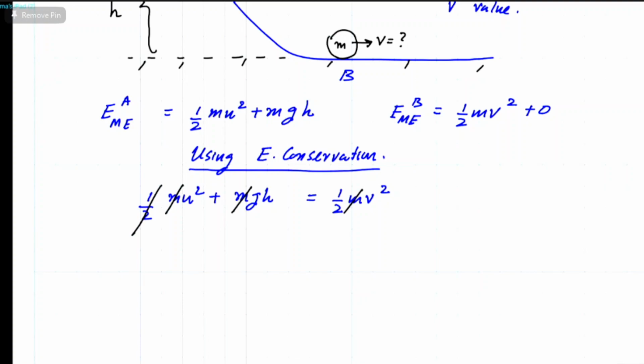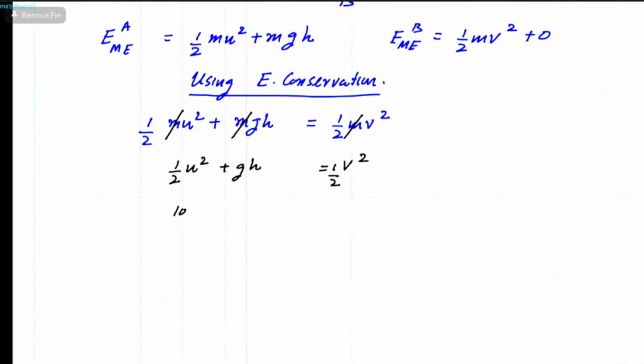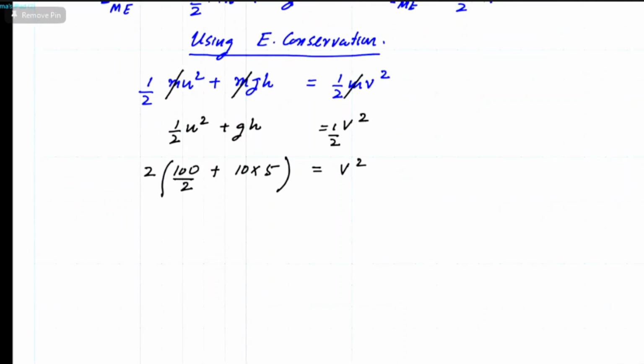So now you get half u squared plus gh is equal to half v squared. So now what you can do, u is equal to what now? 10. So it's going to be 100 divided by 2 plus g, usually taken as 10 (9.8, 10), h is 5, multiplied by 2, it's going to be v squared. So it's going to be 50 plus 50, 100, 100 times 2 is 200. So v would be the square root of 200. That's how you do that.